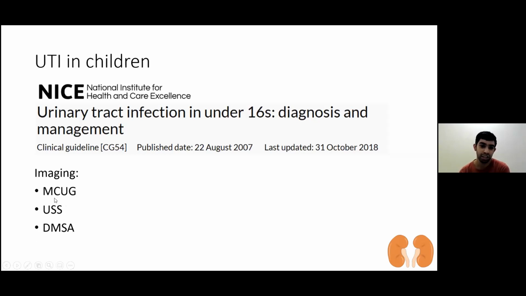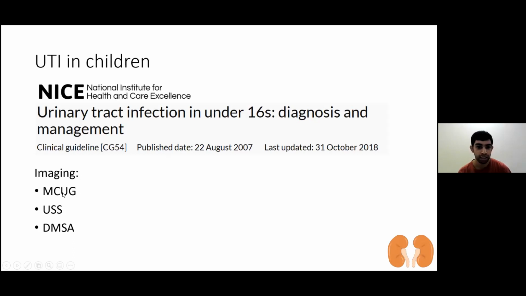Yeah, and an MCUG is a micturating cystourethrogram. And that is a study where we basically put some radiopaque dye, we insert it into the bladder, and then we get the child to pass urine. And what that does is it looks at the flow of the urine and it sees whether they've got things like vesico-ureteric reflux or things like a dysfunctional bladder, which once again can predispose you to having UTIs.